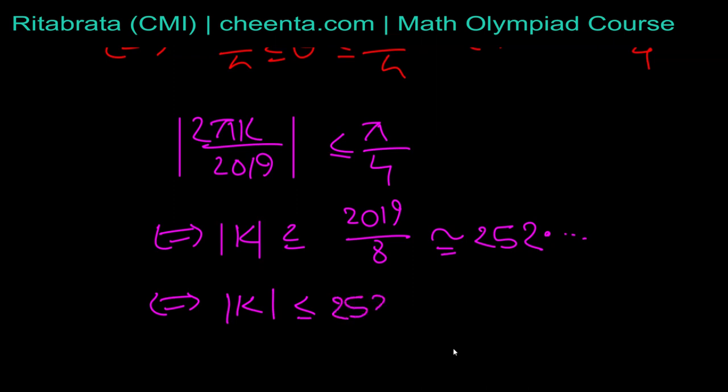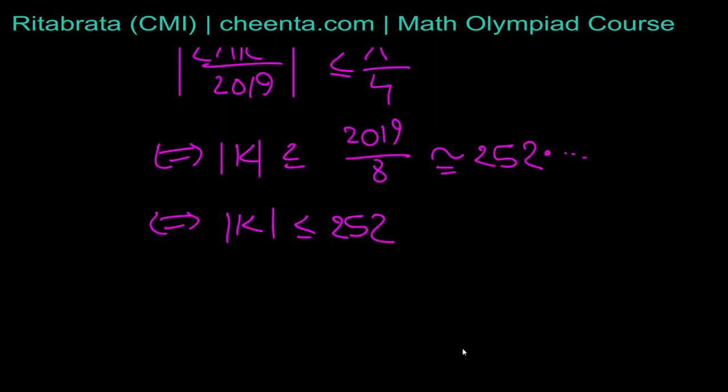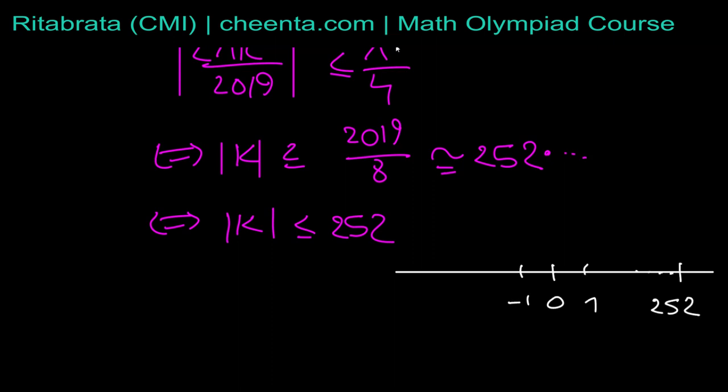Now how many integers k are there such that mod k is less than or equal to 252? We have to find that, and that is also very easy. See, this is 0, this is minus 1, this is plus 1, and up to here I have 252 and here I have minus 252.